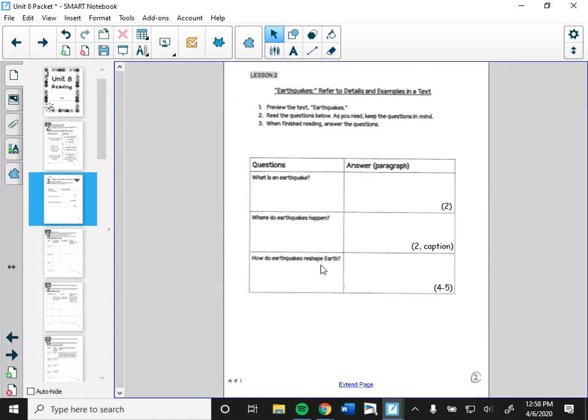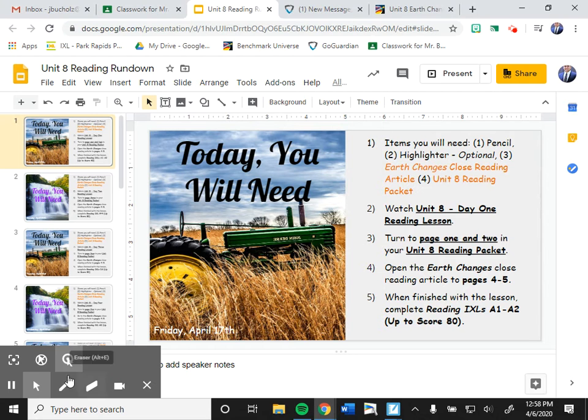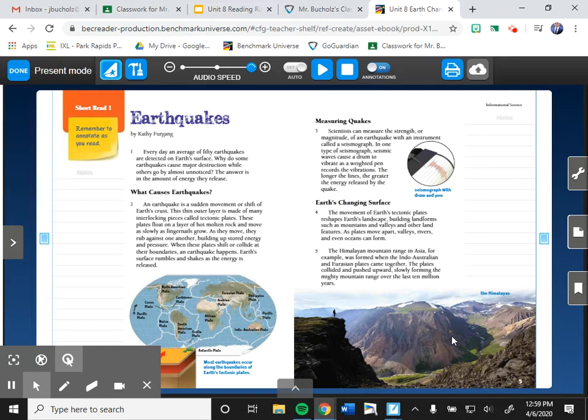Page 2 is going to look something like this. What you're going to do is preview the text, Earthquakes. When you're previewing a text, make sure to take a look at the captions and some of the images it provides us. Also take a look at some of the headings: what causes earthquakes, measuring quakes, Earth's changing surface.